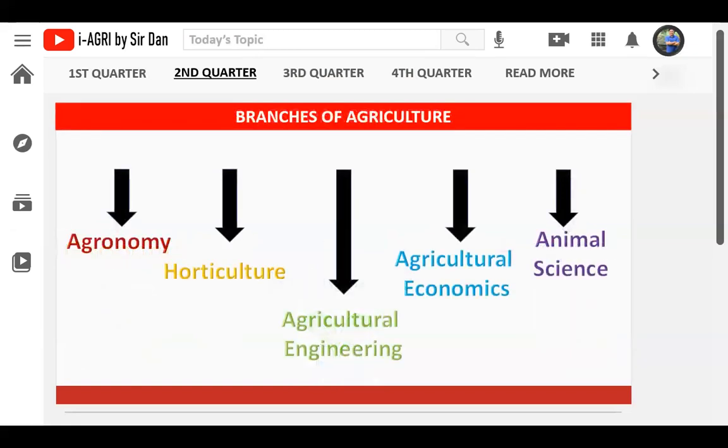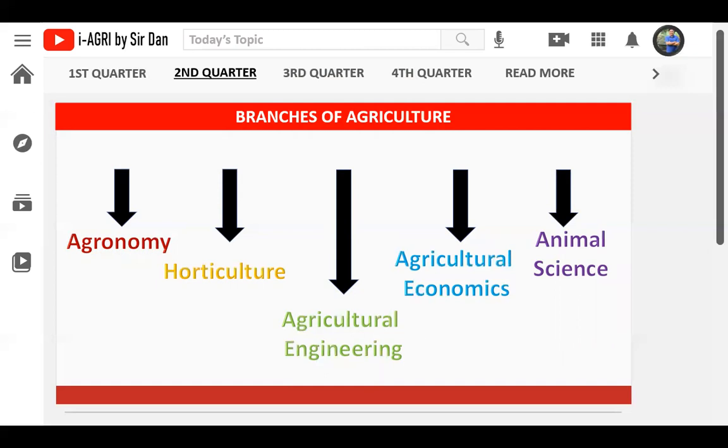We have different branches of agriculture. So we have a lot of branches of agriculture, but we will discuss only 5 as of now. So we have agronomy, horticulture, agricultural engineering, agricultural economics, animal science. So first is agronomy. So when you say agronomy, this deals with soil management and the growing of crops. Horticulture deals with the cultivation of fruits, vegetables, and ornamental crops.